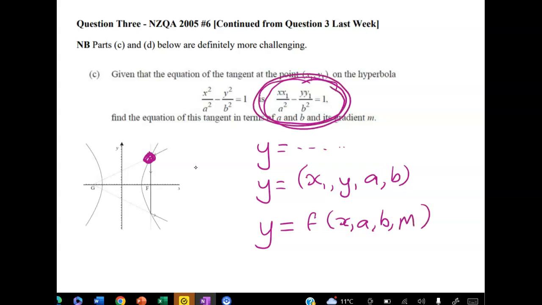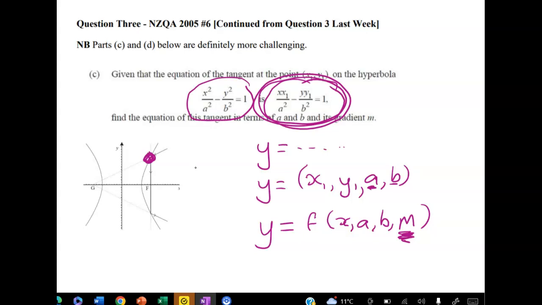When we're given the tangent equation here, it depends on x1, y1, a, and b. And we want to eliminate the x1 and the y1. And so that's one clue about how we should get started. The other thing that we're obviously going to need to do to get anywhere with the gradient is we're going to need to differentiate. And we're going to be differentiating the hyperbola.